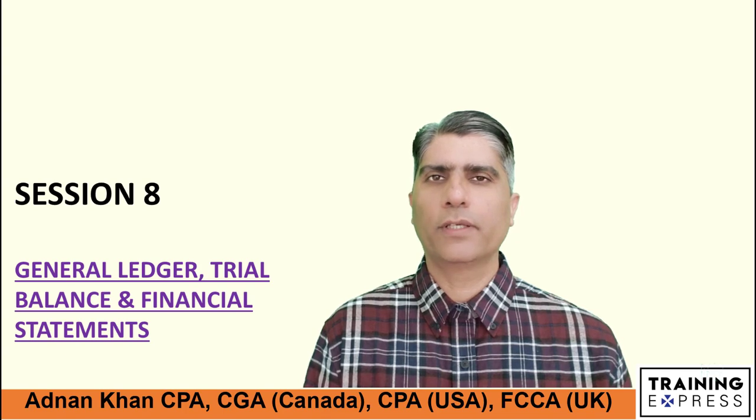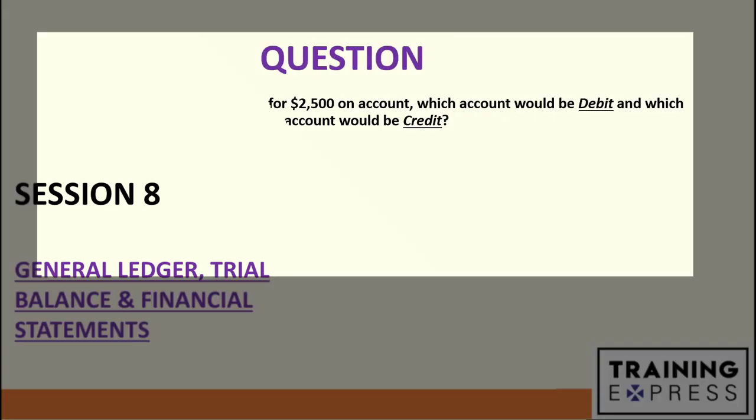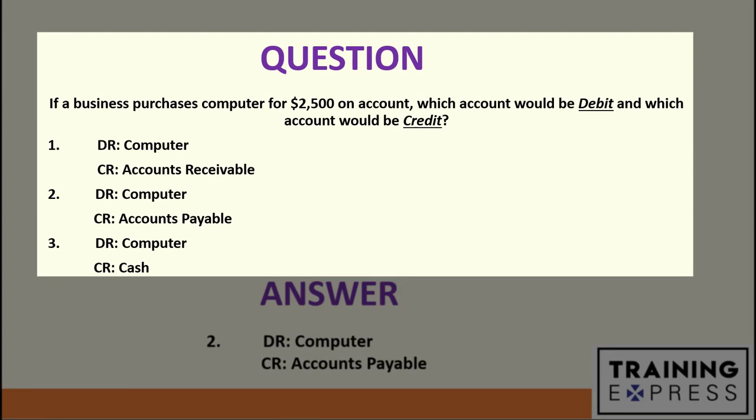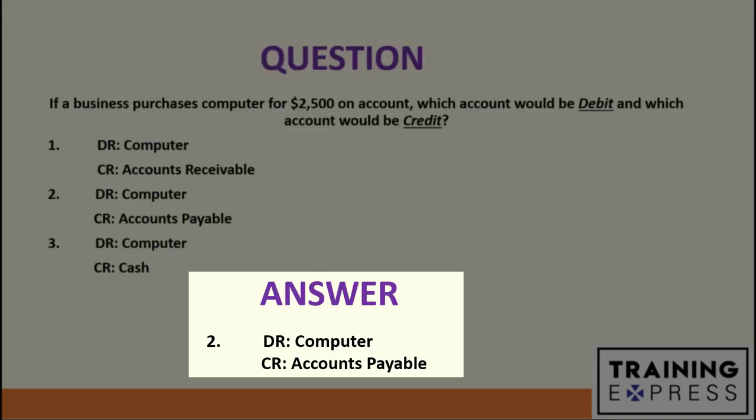But before we discuss session number 8, let's have a look at the answer to the question of session number 7. The question was, if a business purchases a computer for $2,500 on account, which account would be debited and which account would be credited? The answer is option number 2: computer debit, accounts payable credit.